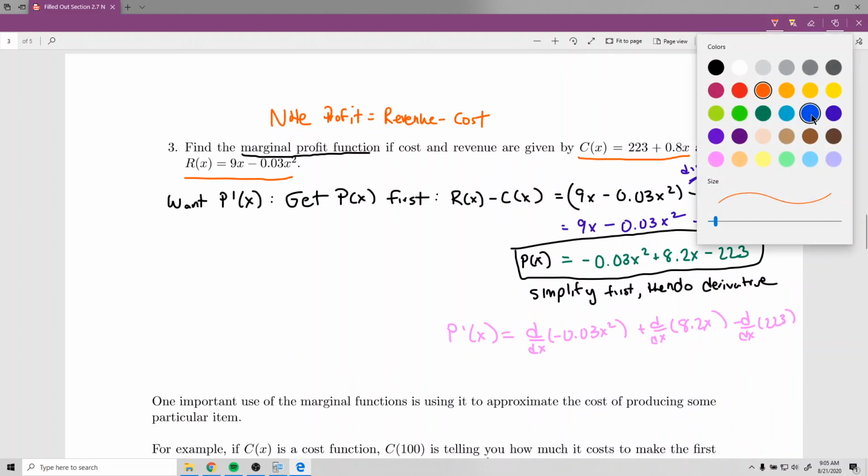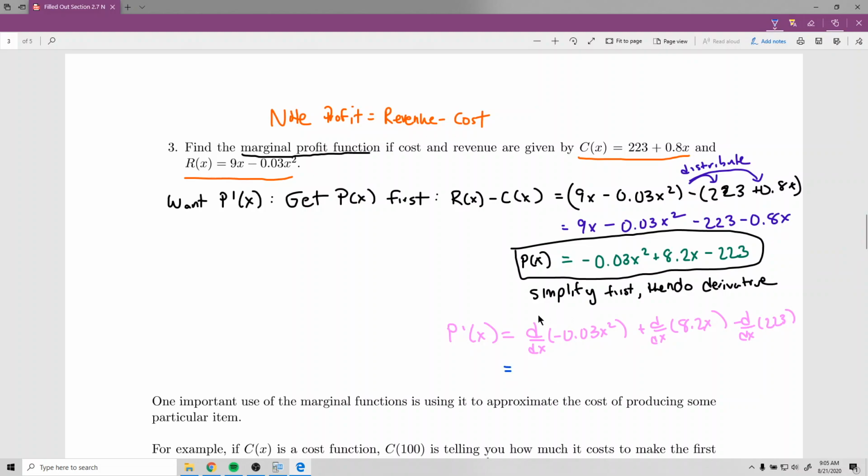Let me not reuse that color. And then for the first one, we have to bring out the negative 0.03. It would help if I wrote what's left on the inside, which is x squared. Then the second one here, this is one of our special rules. The derivative of a number times x is the number, minus the derivative of a number is 0. Right? And now, after we do the derivative of x squared, we just simplify and we're done.